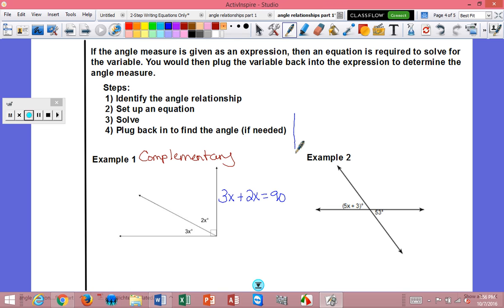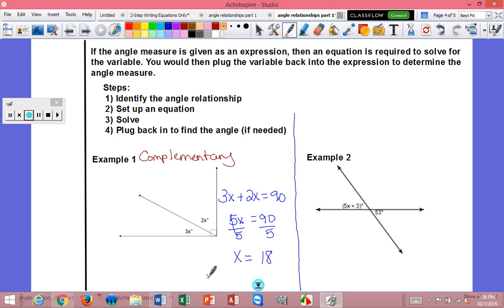Let me go ahead and separate this out. So I'm going to combine like terms. 3x plus 2x would be 5x. And then I'm going to divide by 5 on each side. 5 would go into 9 one time with 4 left over, and 5 would go into 40 eight times. So x would equal 18.